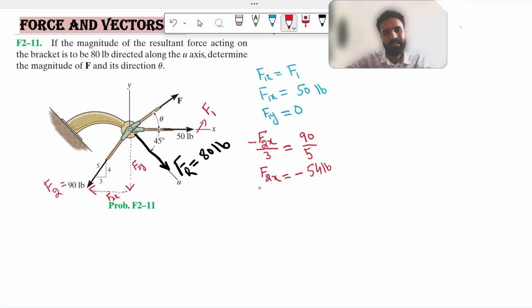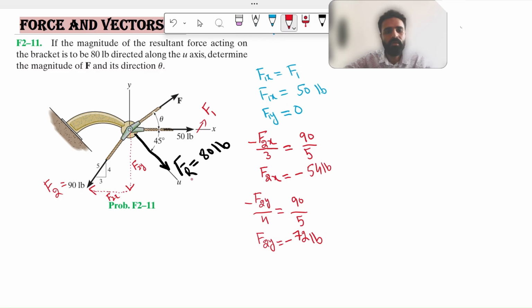Now I will be doing the calculation for F2y, the y component of the F2 force. I will be applying the same similar triangle technique. F2y, the perpendicular of the large triangle, divided by the perpendicular of the small triangle, which is 4, will be equal to the hypotenuse of the large triangle, which is 90, divided by the hypotenuse of the small triangle, which is 5. What will be the sign? The sign will be negative because it is acting downward. So the F2y value will be equal to minus 72 pound. So we found the horizontal and vertical component values for the F2 force.